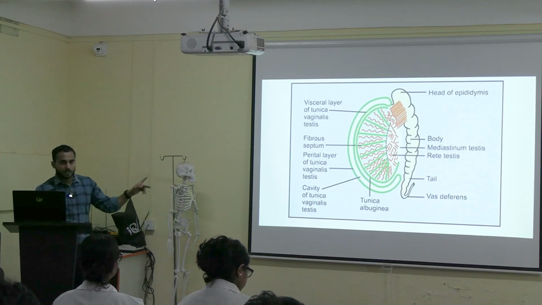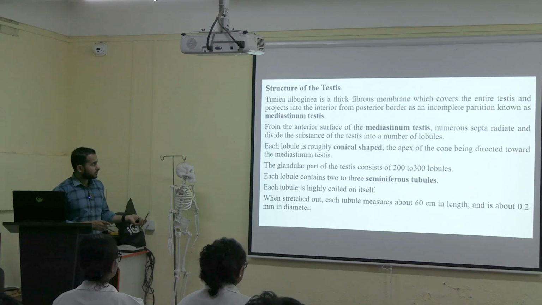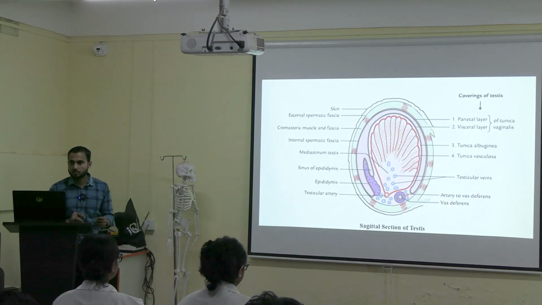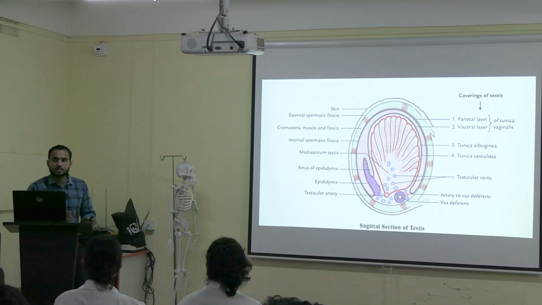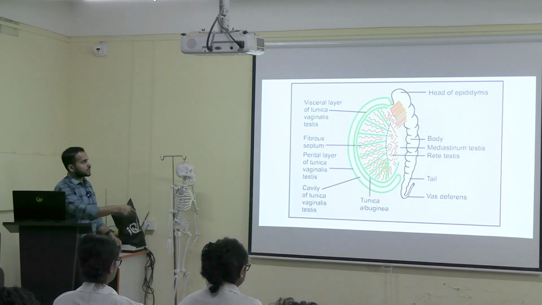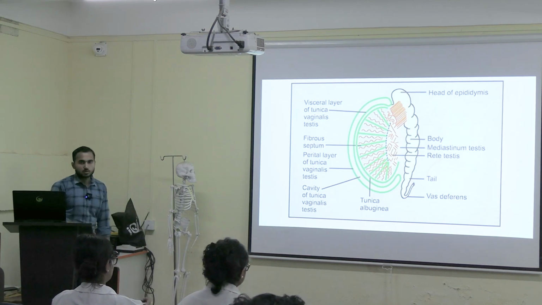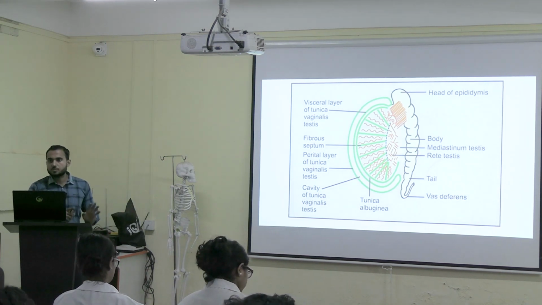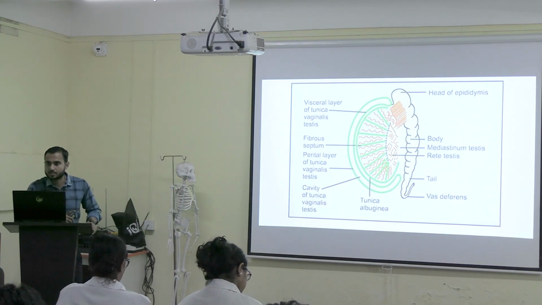I have added two diagrams. Anyone you can choose, either this one or this one. I prefer the last one, because in the last one you can see the continuation of the vas deferens, and you can see the parts of the epididymis also. If you choose this one, you can see the epididymis and the vas deferens also. So this is all about the gross structure, the internal structure of the testis.